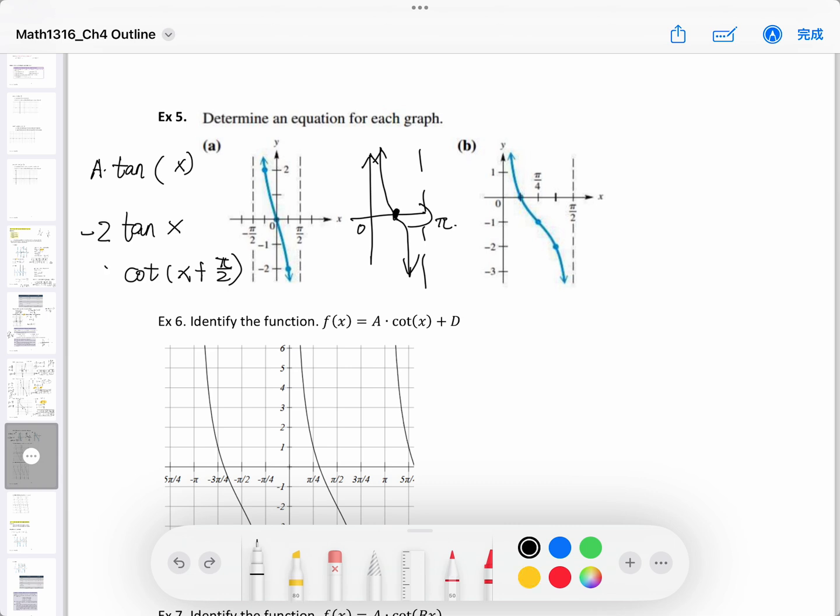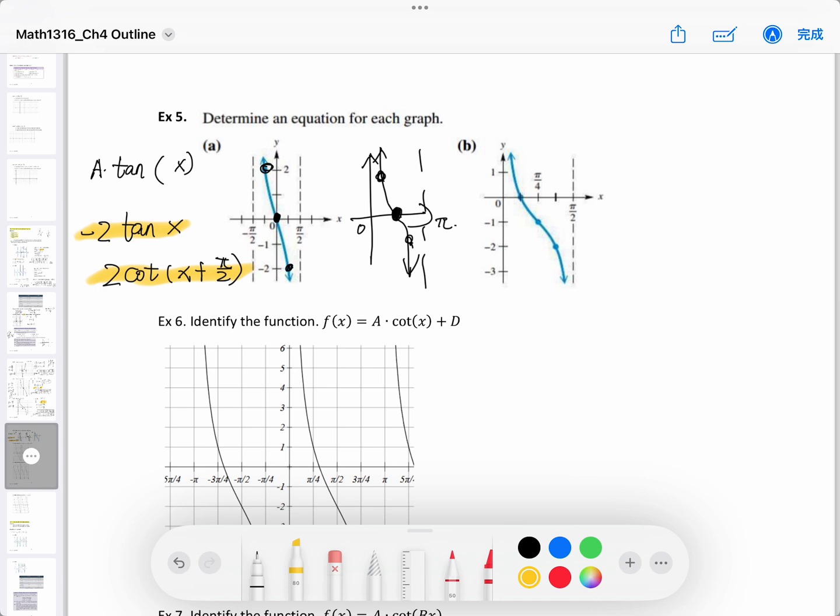So we are going to have a positive number times cotangent. And we learned that this one has been stretched, because from the middle point going up 2 units, going down 2 units, but the original one from the middle is going up 1 and 1 unit. So this question has two solutions. One is negative 2 times tangent x. The second is 2 times cotangent of x plus pi over 2. All right, let's see the second example.